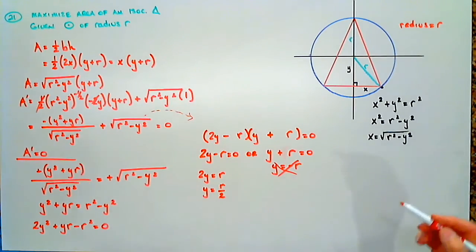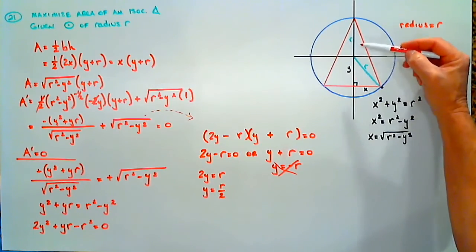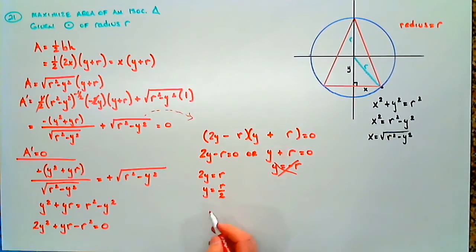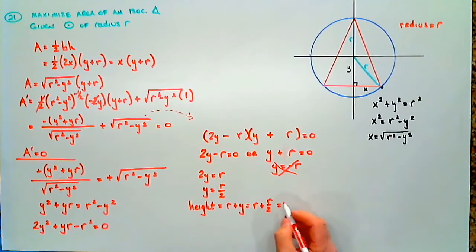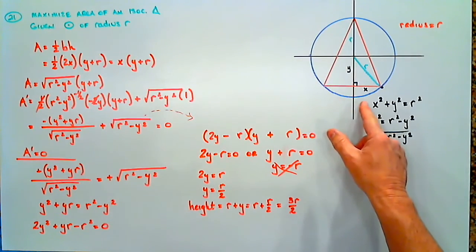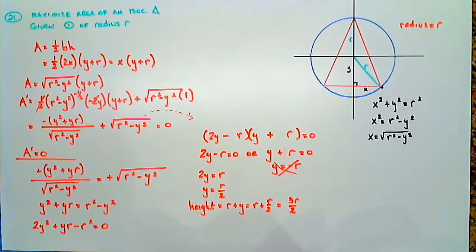Well, right now, we know the height of this triangle is r plus y. This is y, so our height is r plus y, which is r plus r over 2, or 3r over 2. And we know what the base is. The base of this rectangle is 2x, so the base, based on our picture, is 2x. And we know what x is. We can go all the way back. Oh, here it is right here.